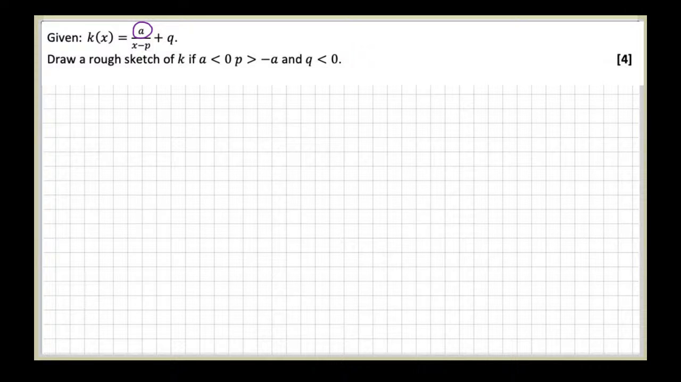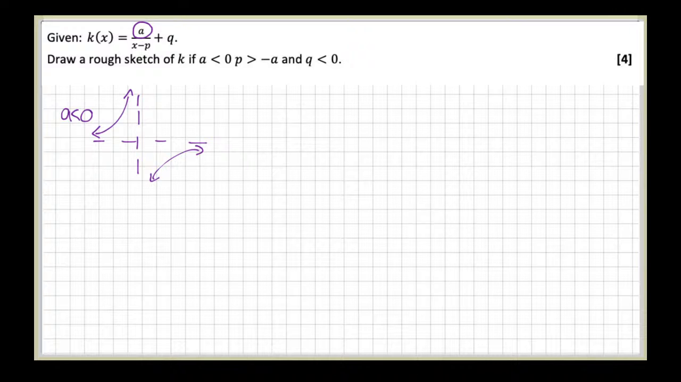If a is smaller than 0, let's start there. Oh, I love these questions. I just have to say I get excited about that. If a is smaller than 0, I know my graph lies in quadrants 2 and 4. Okay, that I know. Oh my goodness.